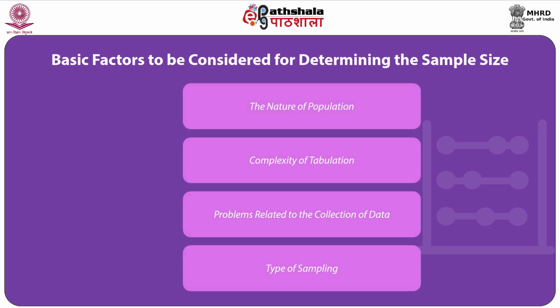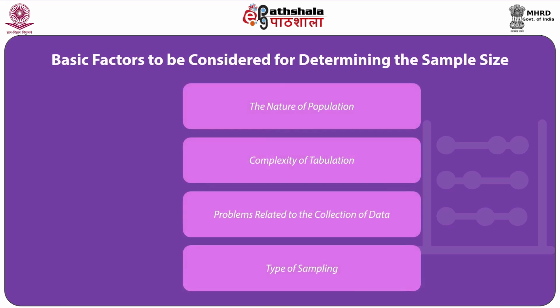Some of the basic factors to be considered while determining the sample size are the nature of the population, complexity of tabulation, problems related to the collection of data and type of sampling. We will discuss briefly about each of these. Firstly, the nature of the population. If the population to be studied is more homogeneous in nature, fewer cases will yield reliable results. On the other hand, if the population is largely heterogeneous in nature, more number of cases may be required representing different groups so as to constitute a reliable sample size.